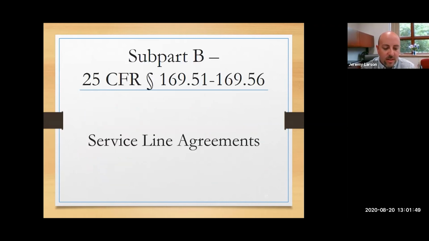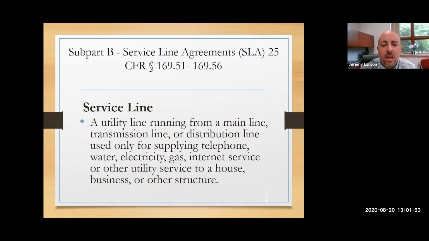Service line agreements. This is a new regulation within, well, it's not new, but within the new regulations. A service line is mainly a utility line running from a main line, transmission line, or distribution line used for supplying telephone, water, electric, gas, internet service, or other utility service to one house or business or structure.